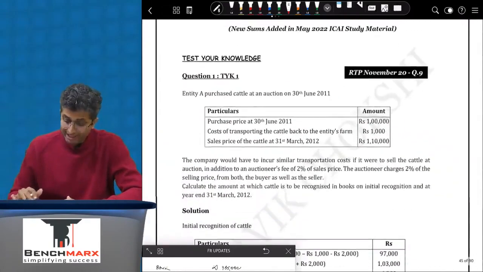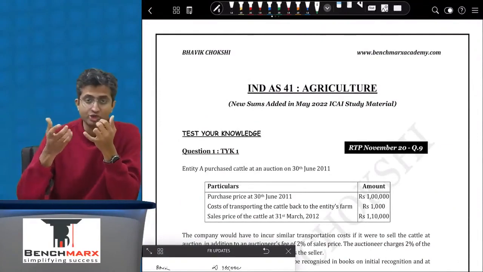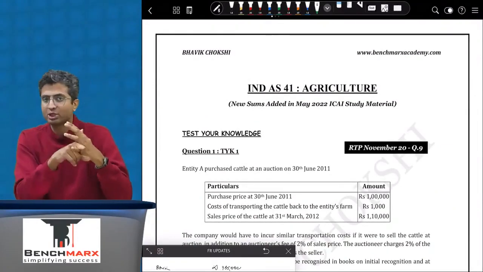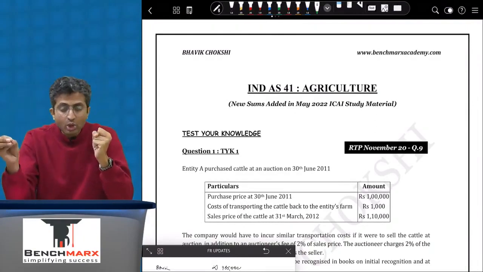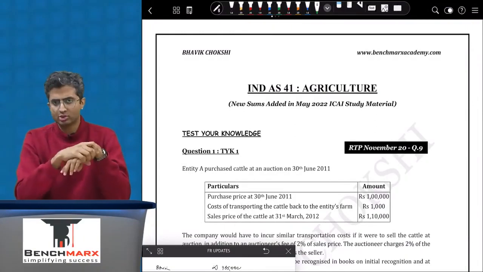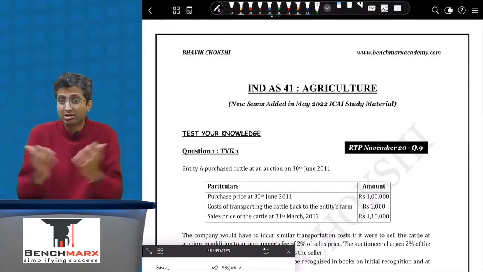Next, you will go to Ind AS 41. This is on agriculture. Agriculture, if it is a biological asset, has to be initially recognized as well as subsequently recognized at fair value less cost to sell. So while determining fair value, you will take the selling price and you will subtract the transportation cost.